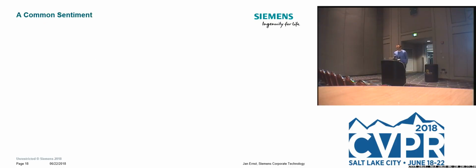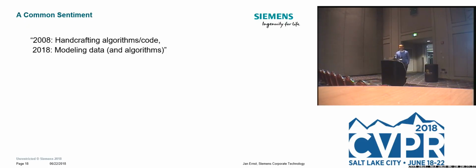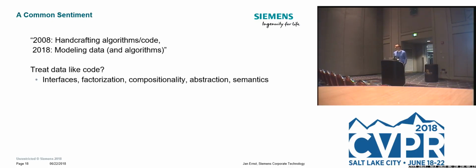Let me motivate the next section with a common sentiment that is being heard in the community more and more. Ten years back, we were handcrafting algorithms and code. Now we are modeling data, and we're still modeling algorithms, but a lot of what you see is modeling the input data to some algorithm rather than building computer vision pipelines, low, mid, high level, basically. And I feel there is a learning in that. And to us, the learning that we've executed in the past is: why don't we treat data like code?